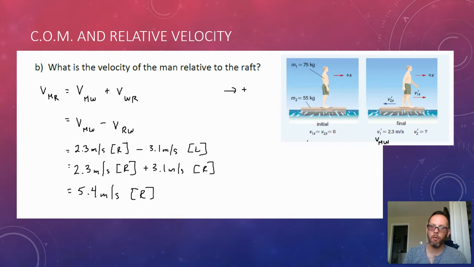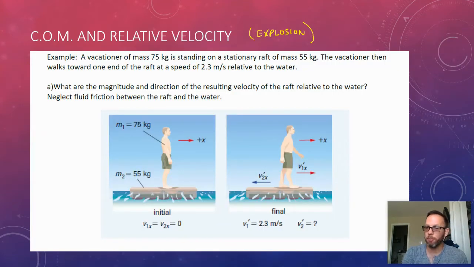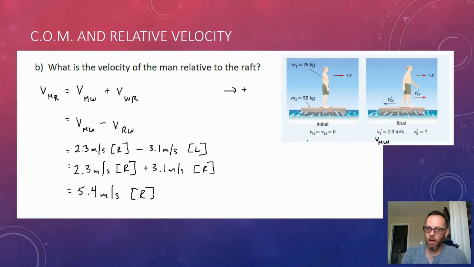So the raft would say, hey, I'm not moving. This person is walking off of me at a speed of 5.4 meters per second to the right. And the person will be saying, hey, I'm standing still, and this raft is shooting out from underneath me at 5.4 meters per second to the left. So not an overwhelmingly complex problem in terms of the math, but we looked at what we call an explosion question. Talked about how the masses affect the final speeds, and then we just tied in some relative velocity to that.